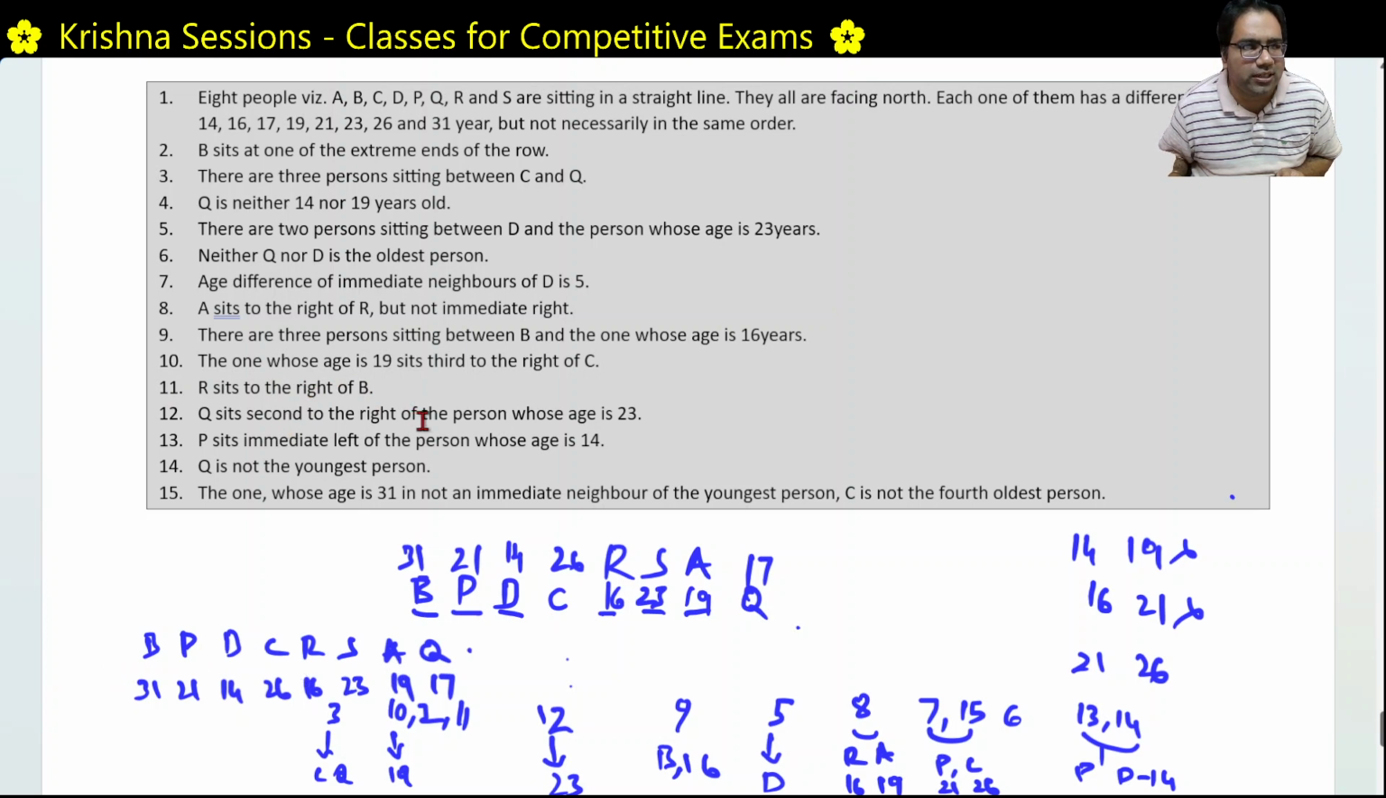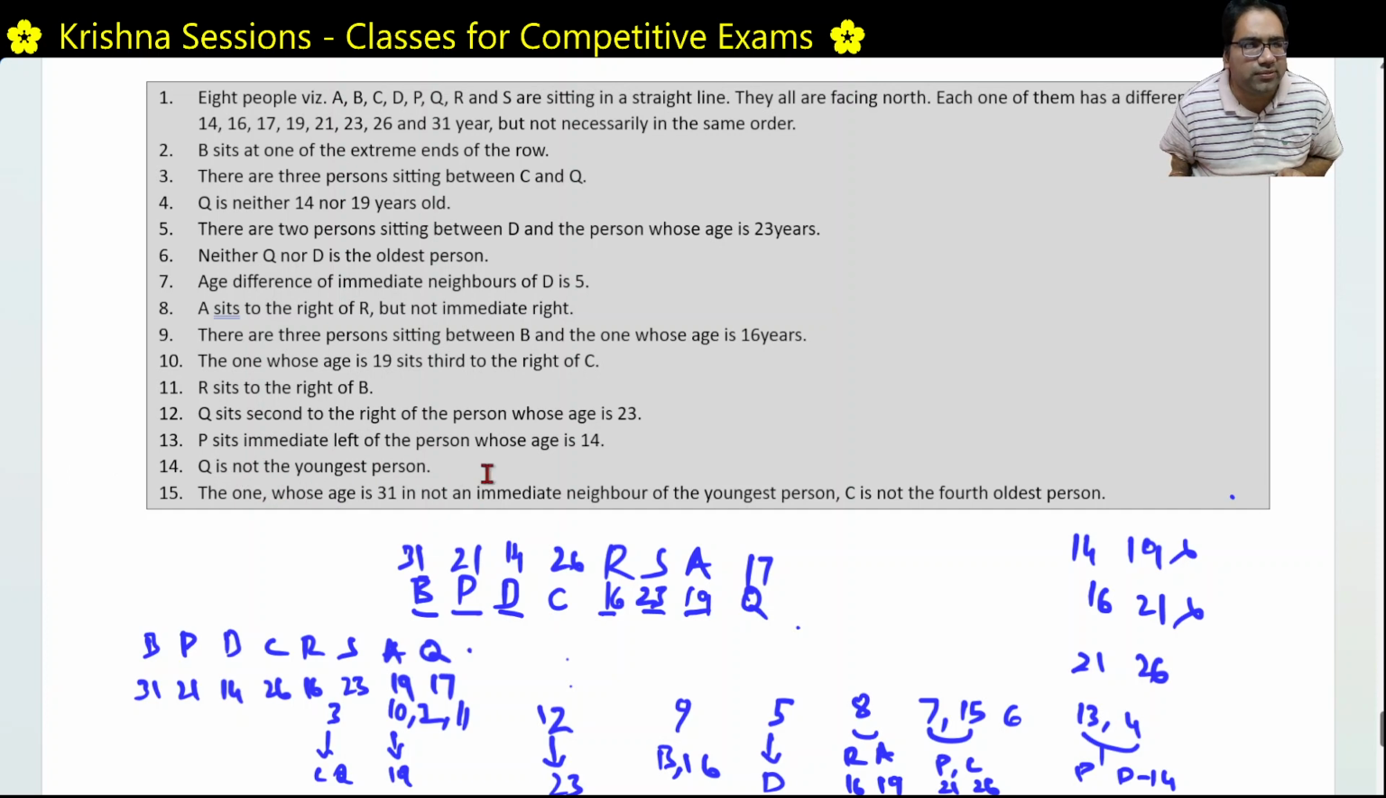Q sits second to the right of the person whose age is 23. 23, 1, 2 is Q. Right? P sits immediate left of the person who is 14. This is 14 and immediate left is P. Q is not the youngest person. Although we did not use this condition, we did not even need this one.